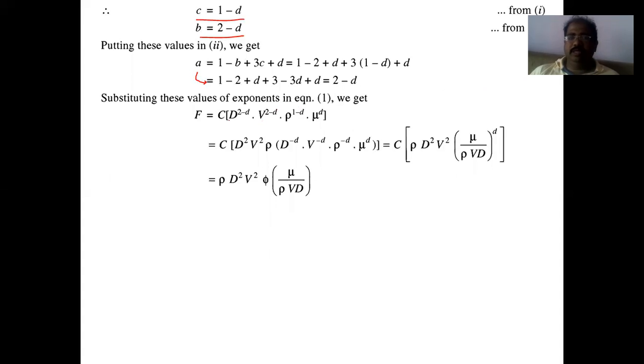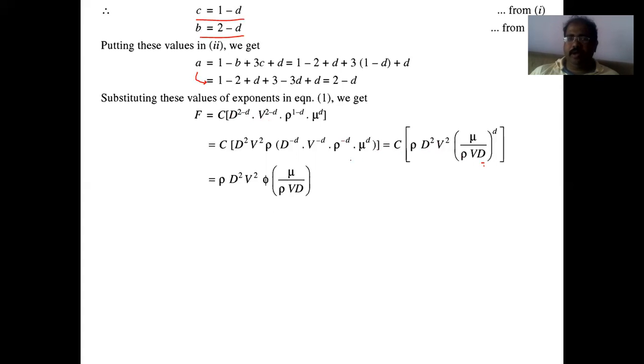Then the conclusion is that f is a function of C constant, D raised to power 2 minus D, V raised to power 2 minus D, rho raised to power 1 minus D, and mu raised to power D. That means we write D square upon D raised to power minus D, so D raised to power minus D goes to the denominator part.